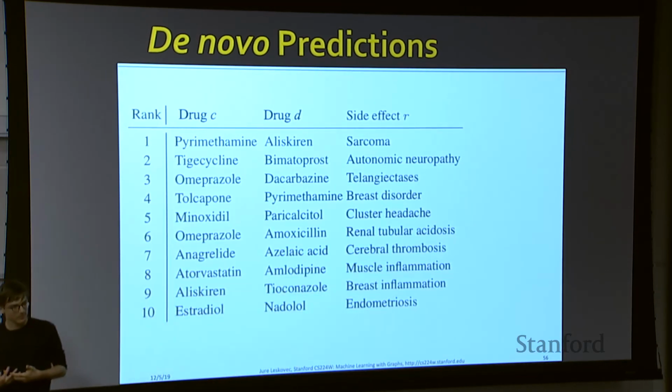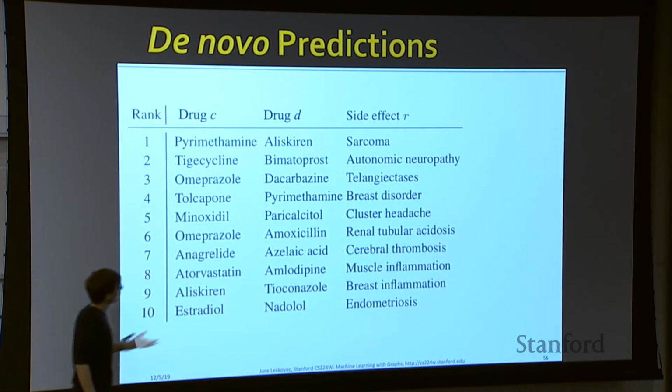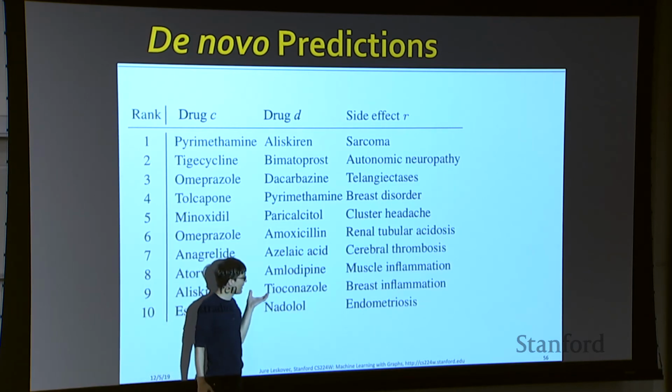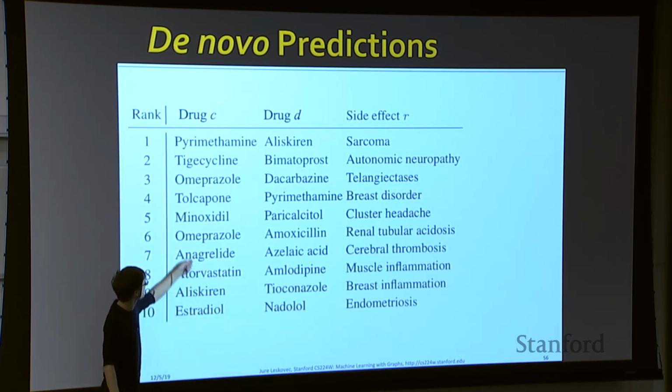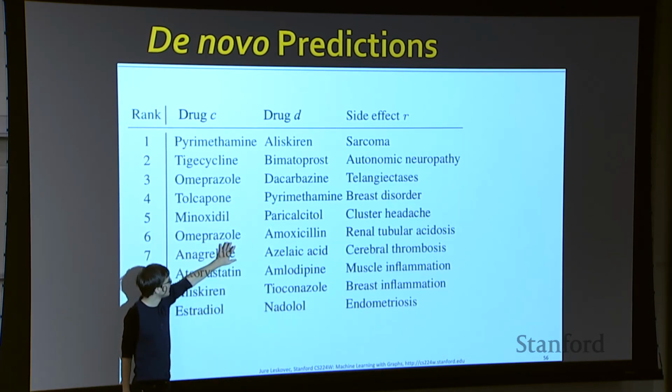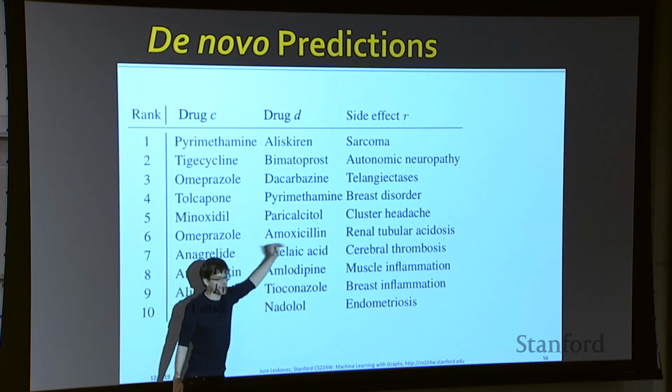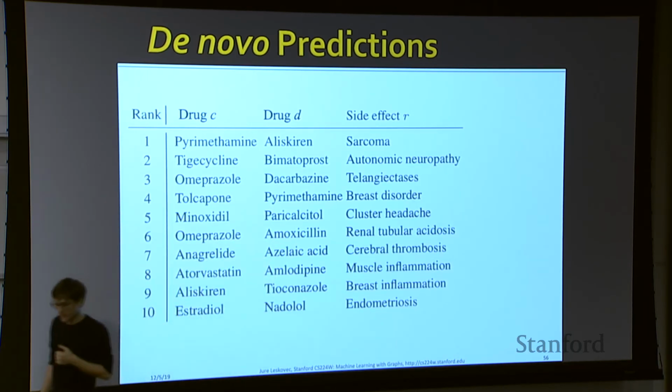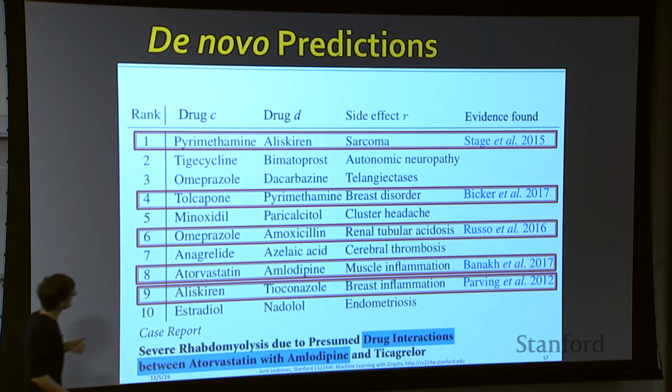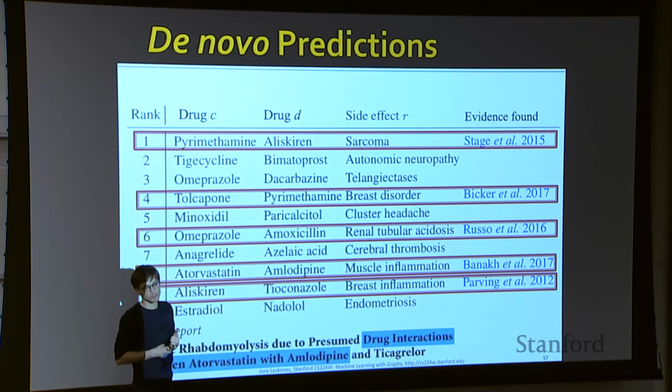So these are completely novel predictions that nobody knows whether they are true because they are not part of the data set. So what we did here is we went to clinical notes and asked, has any research been published that could indicate that these predictions are true? And if we did this, we were able to verify 5 out of these 10.